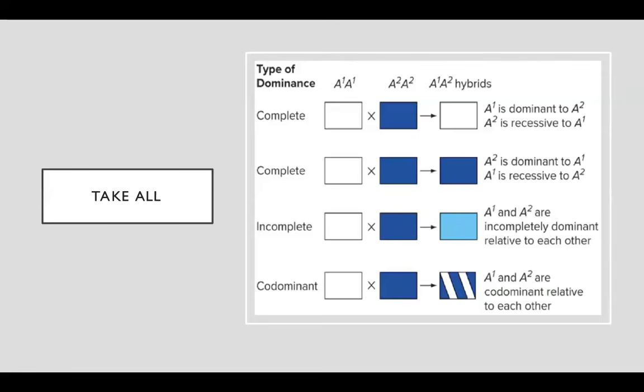Incomplete dominance is when neither trait is completely dominant relative to the other, so the two characteristic traits combine. Here, you have white and blue combining to create light blue. I'm sure you've seen in your slides they talk about eggplants. You can have a white eggplant and a purple eggplant that are incompletely dominant to each other, so the white and purple fuse to create a pink eggplant.